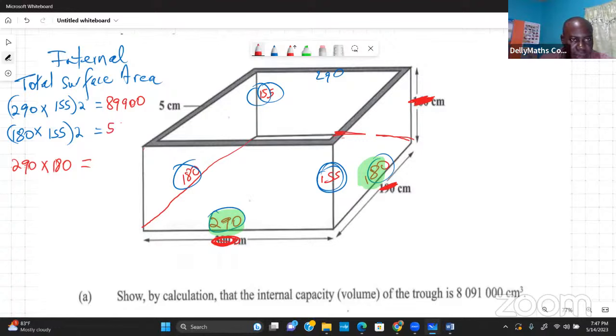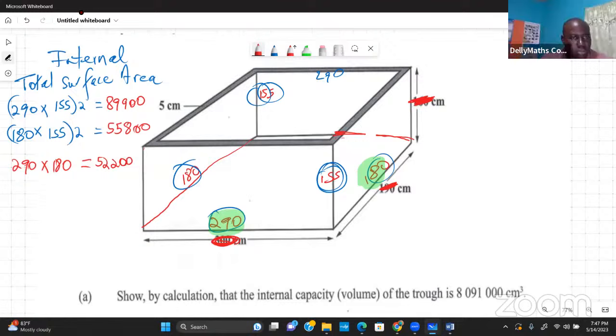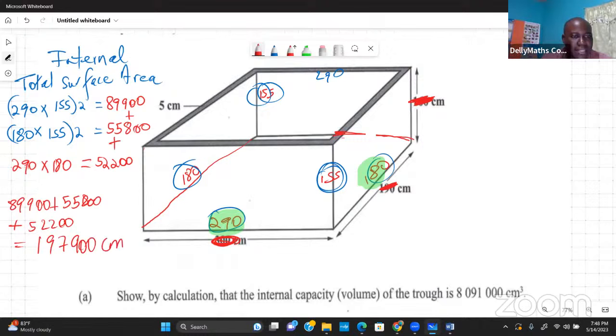180 times 155 times 2. I'm getting 55,800. 290 times 180, I'm getting 52,200. You want to add these up. Let's add them. Somebody just add it for me. I'm just writing for you. Add them up. 197,900. Exactly. And it is centimeter square.